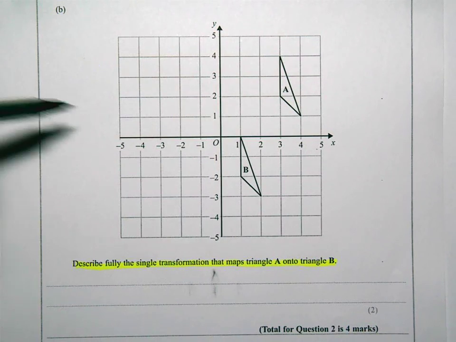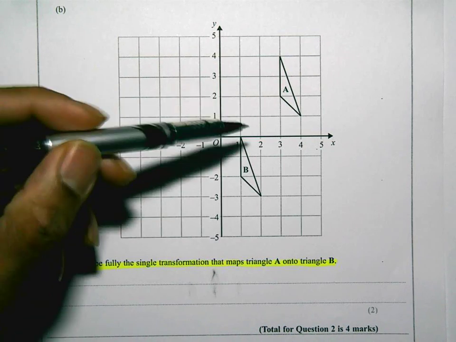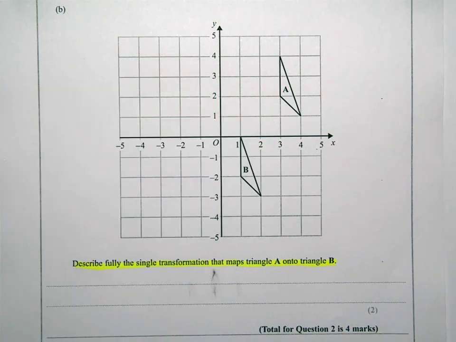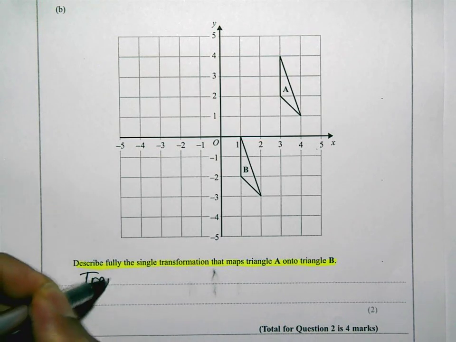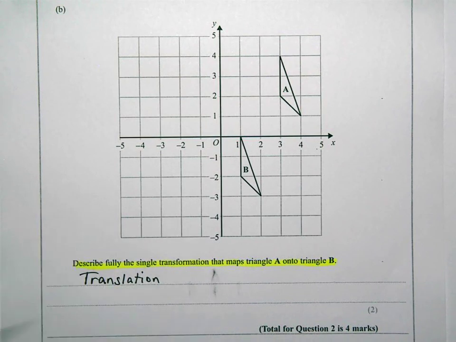This isn't an enlargement. It's not a rotation. It's not a reflection, definitely not a reflection, and I know pretty much that it is going to be a translation. Now to do that, first of all, because this is worth 2 marks, I need to indicate that it's a translation, and that's going to get me 1 mark so far.